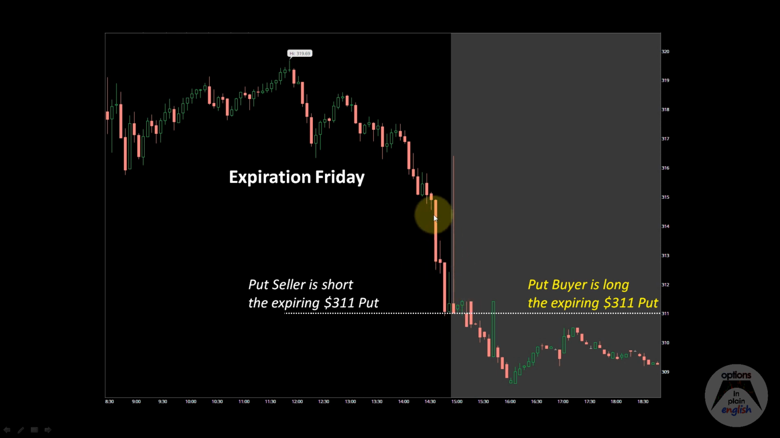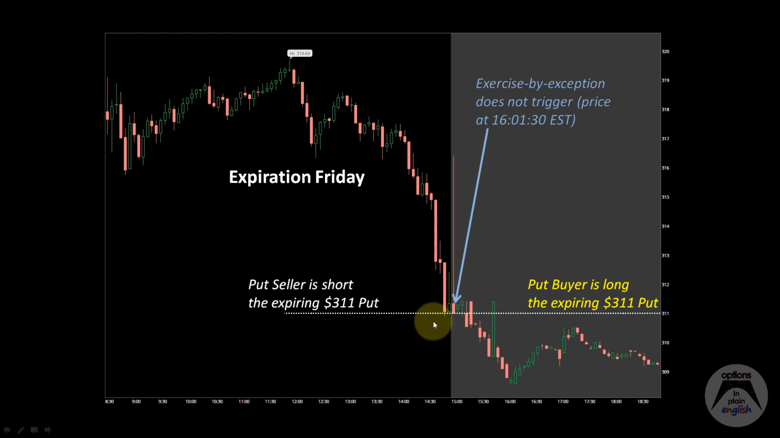Okay, so the price is moving, is changing, and it reaches 311. So it's around 311, but it closes at 311 and a half, something like that. $311.20, something like that. So exercise by exception doesn't trigger because it takes the price at 4:01:30. So 90 seconds after the close, that's the price that gets reported as the closing price. So in this case, the put seller looks at this position and says, okay, so it expired out of the money because at the money is 311. This is like 311.20. So I'm good. I'm safe.